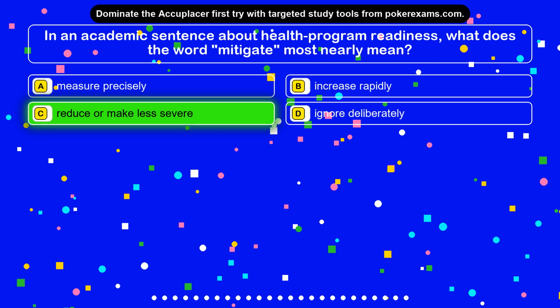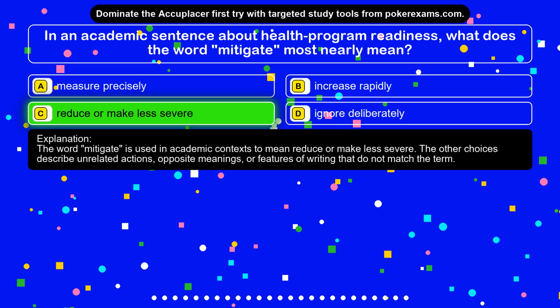The correct answer is option C, reduce or make less severe. The word mitigate is used in academic contexts to mean reduce or make less severe. The other choices describe unrelated actions, opposite meanings, or features of writing that do not match the term.